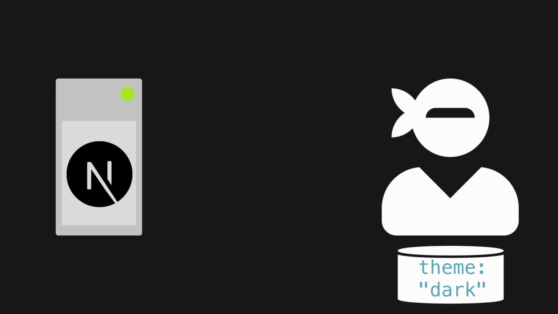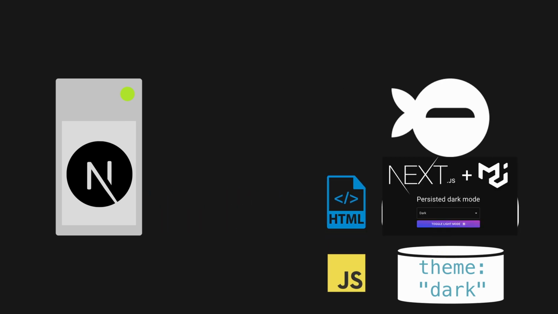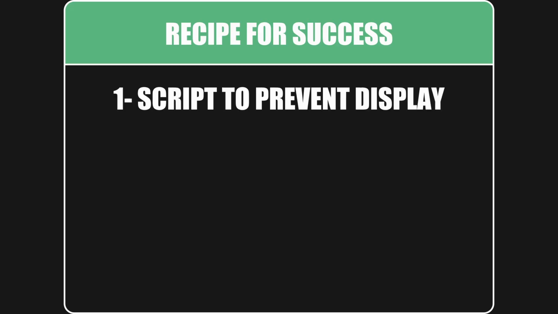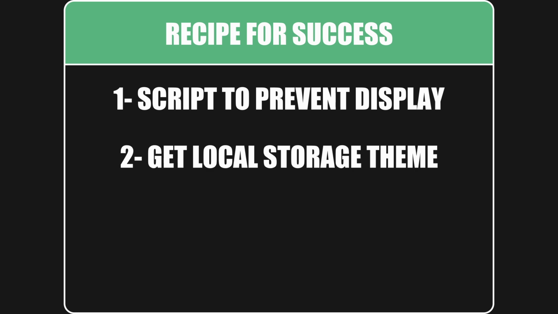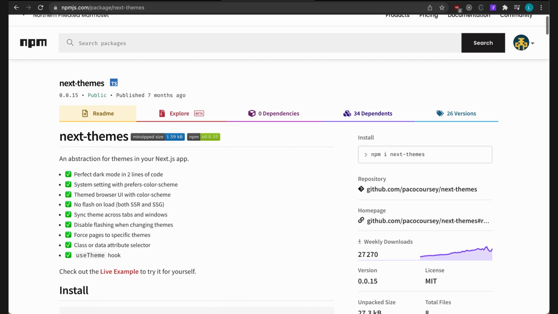Well, the server-side rendered page is displayed on the client before the theme can be updated. So we don't have too many options here. We need to add a script to our pre-built HTML pages to prevent them from being displayed until the local storage theme value has been read and the CSS variables have been updated. And only then can the page be displayed. There's a library called Next.themes that can do this for us.